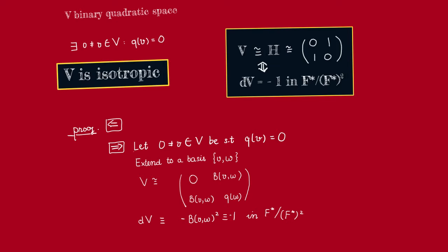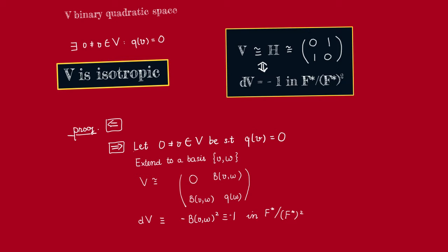Previously, we gave an alternative characterization of the hyperbolic plane. A binary quadratic space is isometric to the hyperbolic plane if and only if its discriminant is congruent to -1. In other words, it's minus a square. In this video, we give another characterization of the hyperbolic plane.